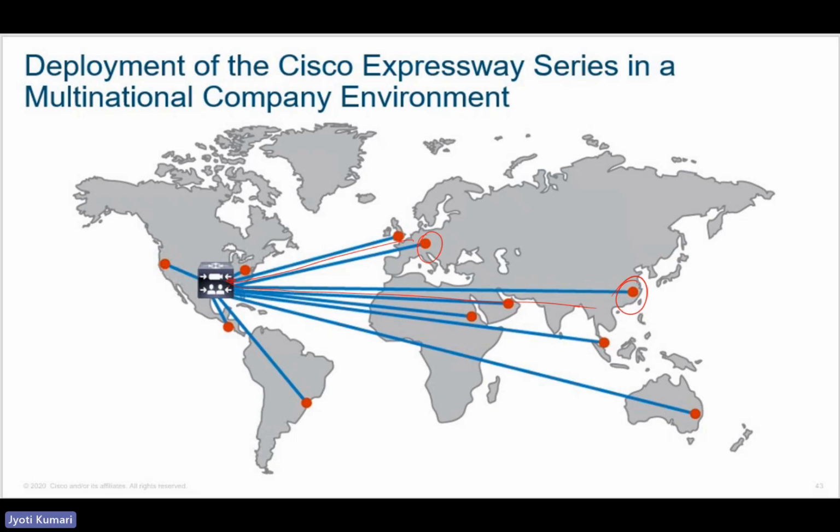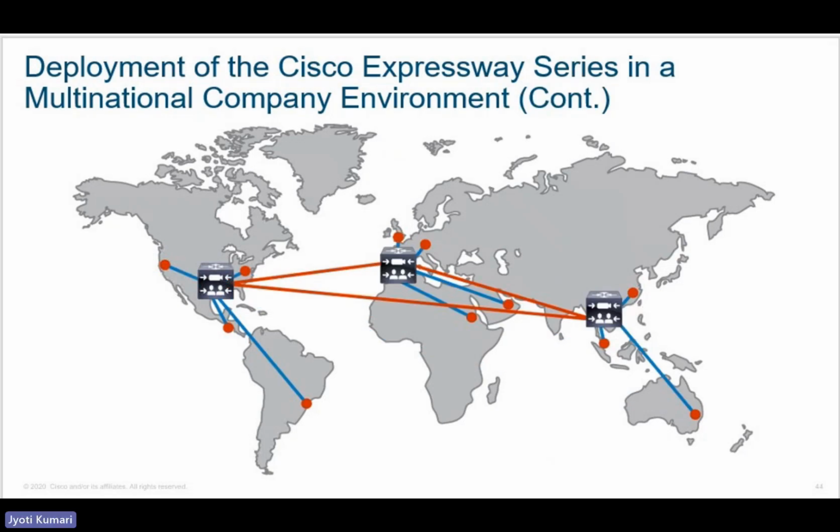As an alternative, depending on the number of devices, you could deploy Expressway C servers per country or per region. That is a different type of deployment, called decentralized deployment. So having Expressways on separate sites individually, and then between these sites, to make the call routing, we can have neighbor zones.